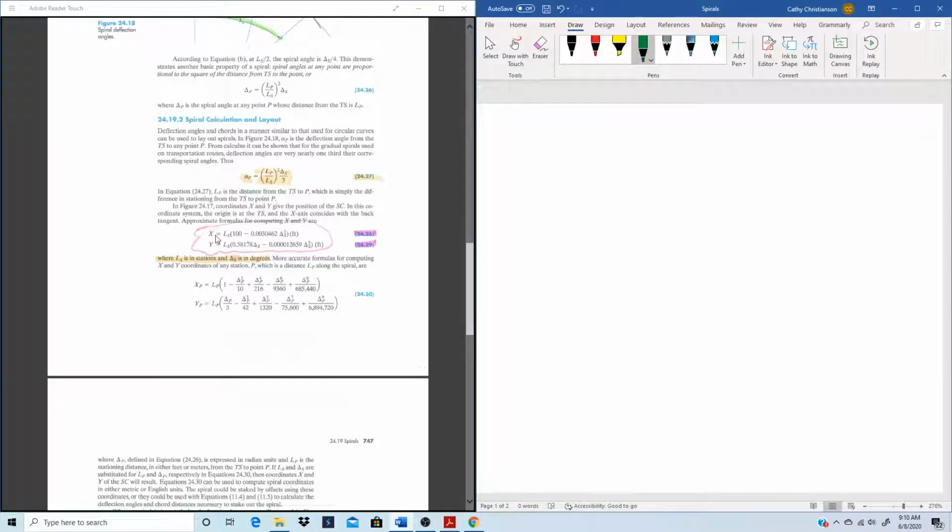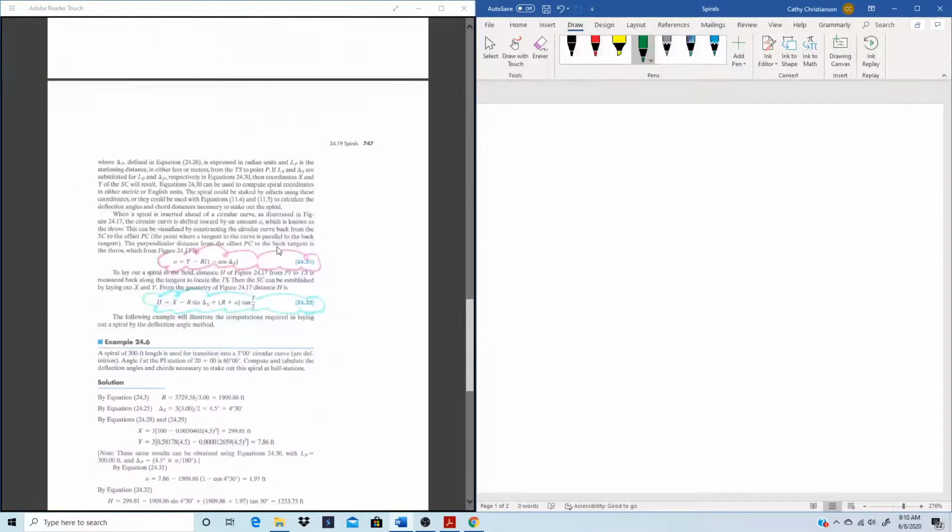Alright, so x equals the length of your spiral, and that's usually going to be given. And then it's 100 minus, and it's got this crazy number, 0.0030462 theta S squared. And the answer will be in feet. And then we'd solve for y.